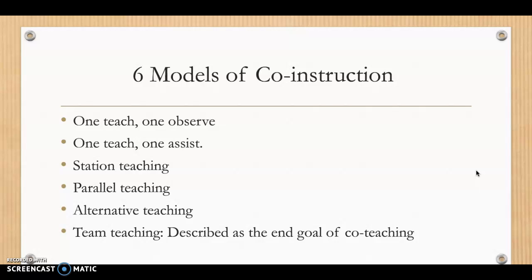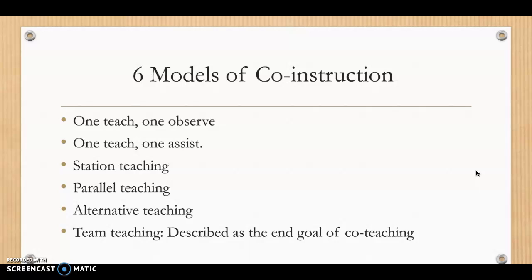One teach, one observe is when one teacher leads the lesson and the other teacher strategically observes to collect data. One teach, one assist requires one teacher to assume the lead role while the other teacher assists individual students and small groups. And then there's station teaching, where each teacher leads a station.